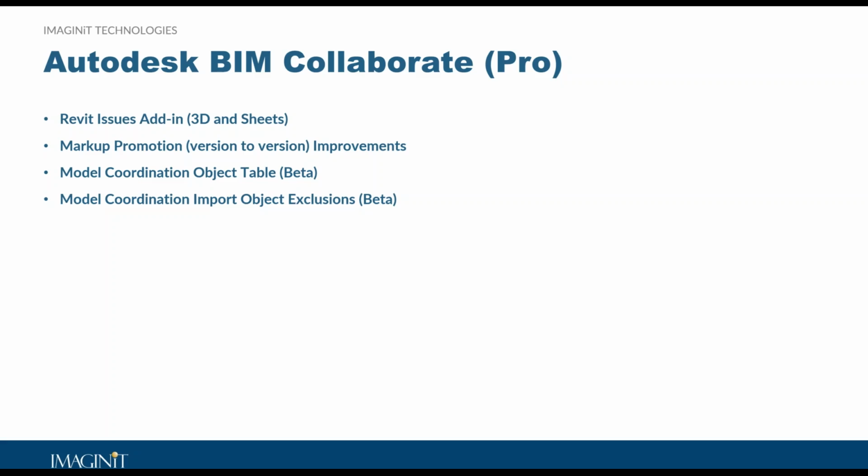Now moving into BIM Collaborate Pro. Honestly, there aren't a lot of new feature releases to BIM Collaborate Pro, but the ones that they have released within the past 6 to 12 months have been really good ones. So the Revit issues added, the markup promotion. Maybe I might not have deleted that bullet point from the last one, but the model coordination object table beta, show you some details of that. It's really good. And then the model coordination import object exclusions is also a good thing if you're running clash detection through the cloud.